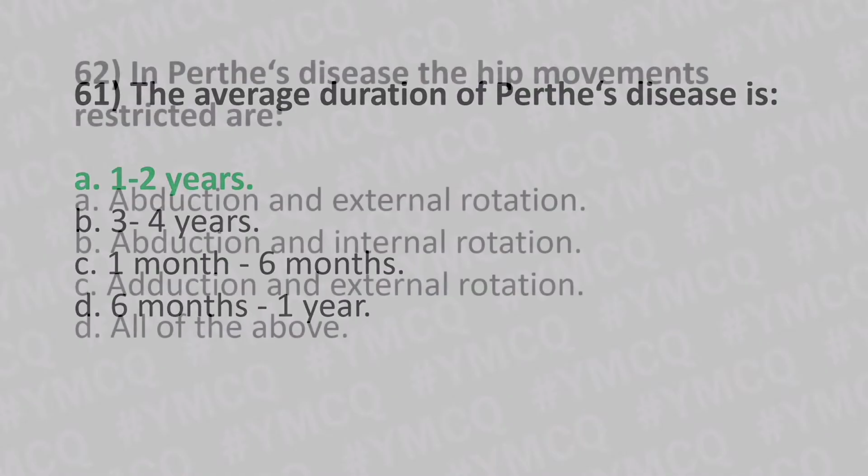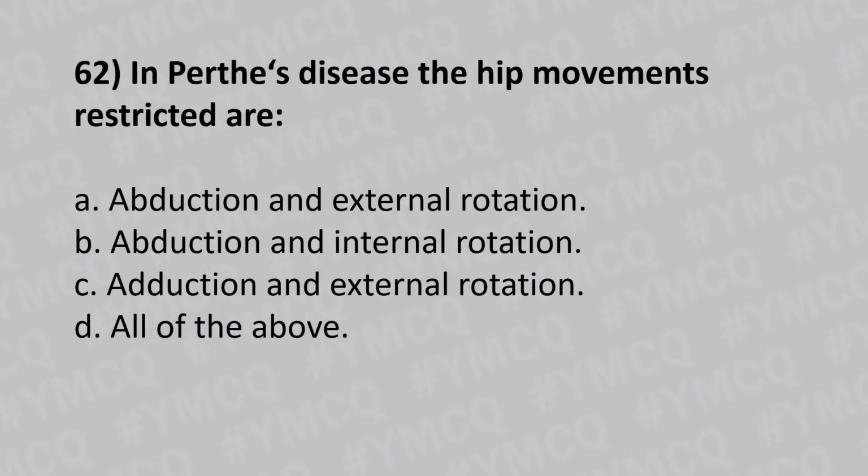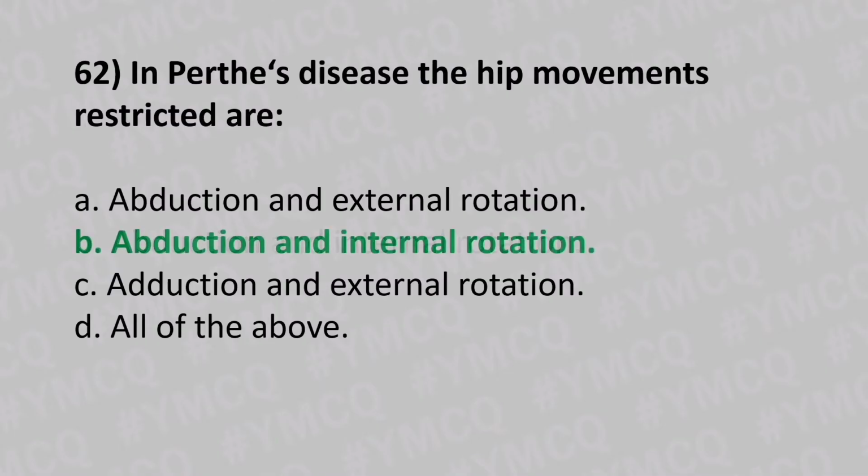Moving to our 62nd question. In Perthes disease, the hip movements restricted are option A, abduction and external rotation. Option B, abduction and internal rotation. Option C, adduction and external rotation. Option D, all of the above. And the answer is option B, abduction and internal rotation.